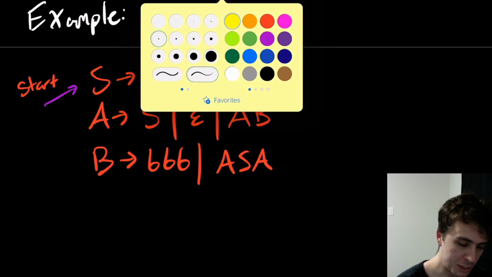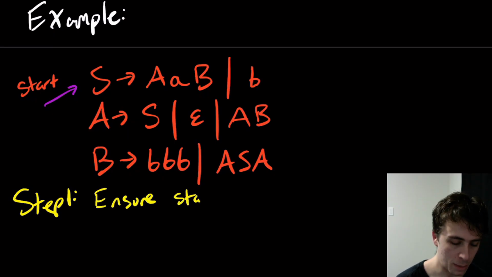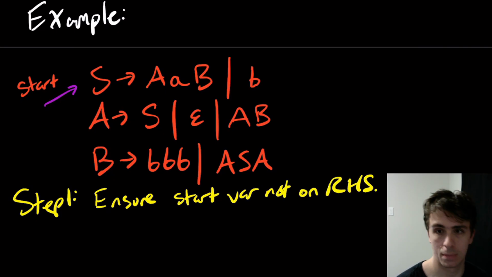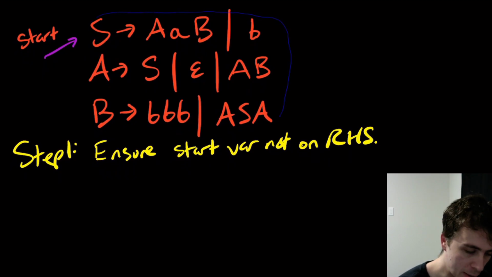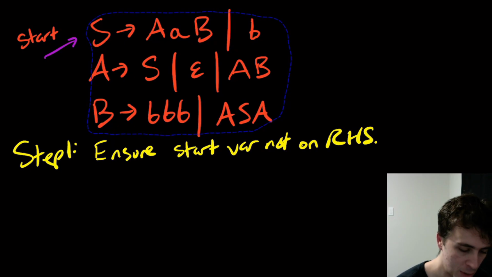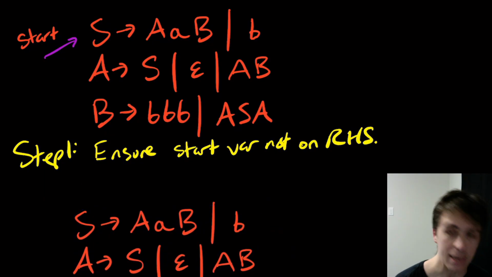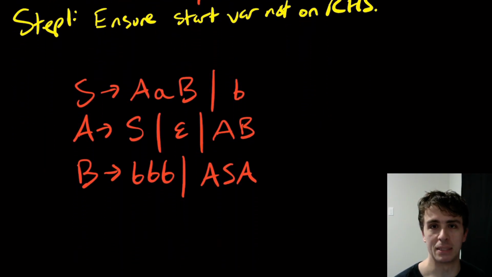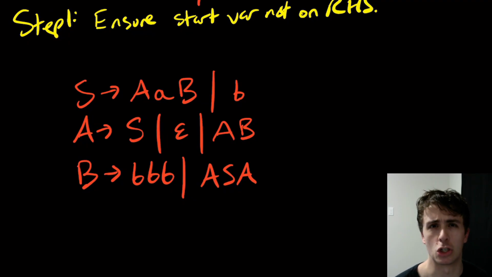So the first step, remember, is to ensure the start variable is not on the right-hand side. Okay, so make sure that the start variable is not on the right-hand side. What I'm going to do for the rest of the steps is copy down the grammar that I have and make any adjustments as needed. Actually, I'm going to do it in the color that the step corresponds to, so I'm going to change the color throughout.